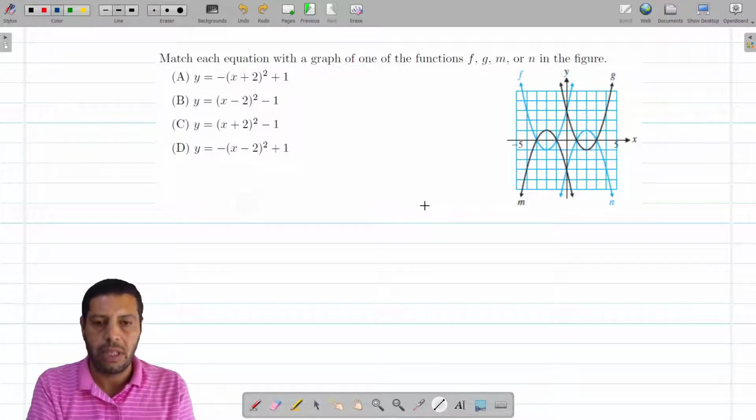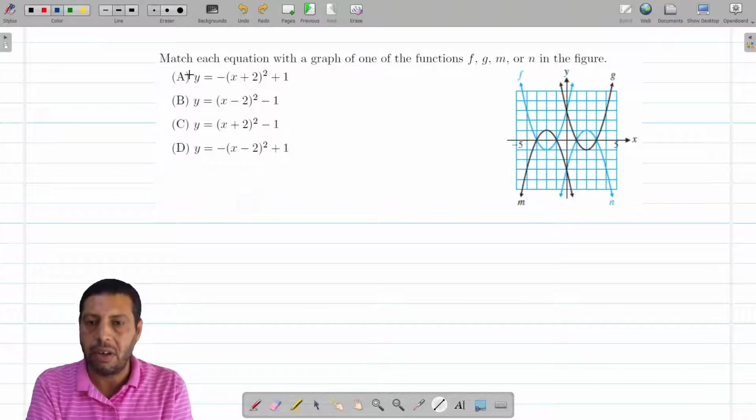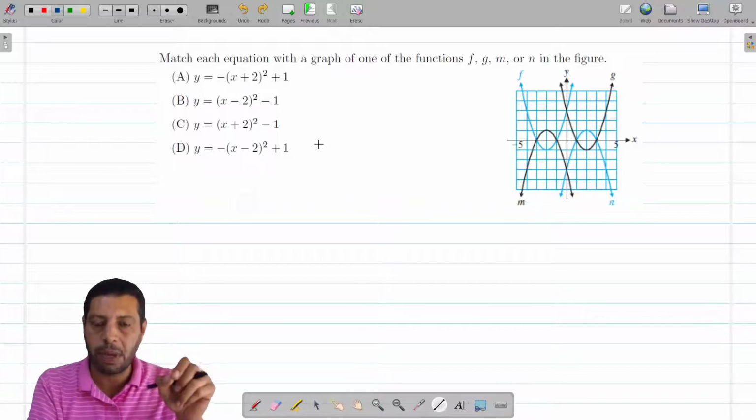So the method is very simple. We'll take the expression or the vertex form. We'll try to identify the vertex, and the vertex corresponds to a point. So we'll try to put this point on the graph, on the coordinate system, and determine the corresponding graph.